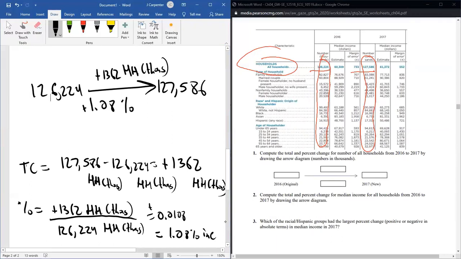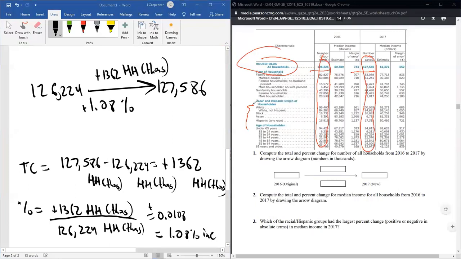You are simply looking at these categories. So for the white category, you'd be doing this number versus this number, et cetera, et cetera.